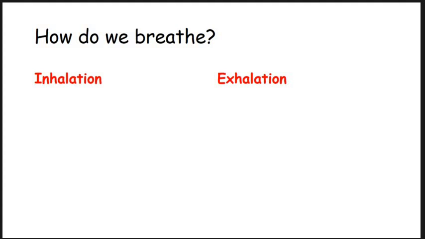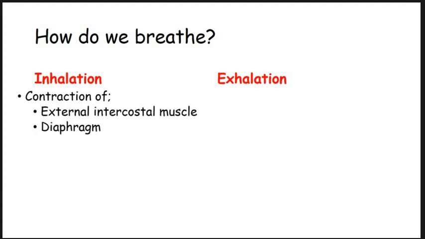So inhalation, hopefully you've got this. You have the contraction of your external intercostal muscles. Remember, those intercostal muscles are the muscles between the ribs that cause the ribs to move up and out and increase your lung volume. And also your diaphragm, that big dome-shaped muscle that sits under the lungs, will contract and flatten down. So that flattens down and your ribs flit up and out. So you increase the volume of your chest cavity basically. And because you increase the volume, you decrease the pressure. So there's a pressure difference from inside to outside, so air will rush in.